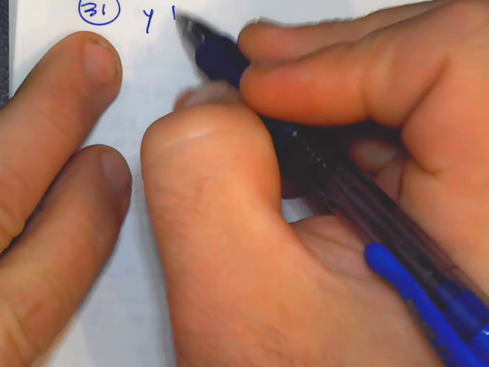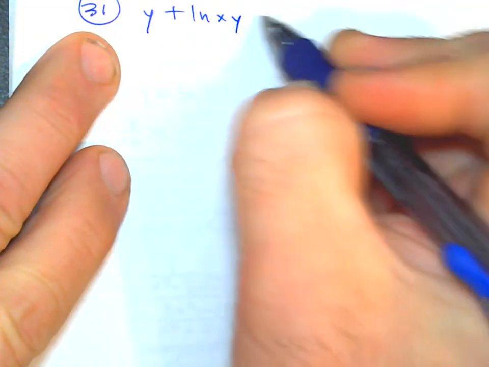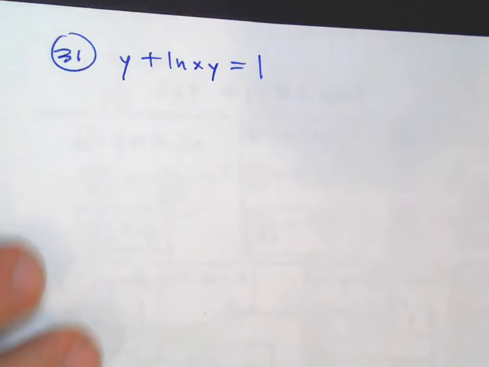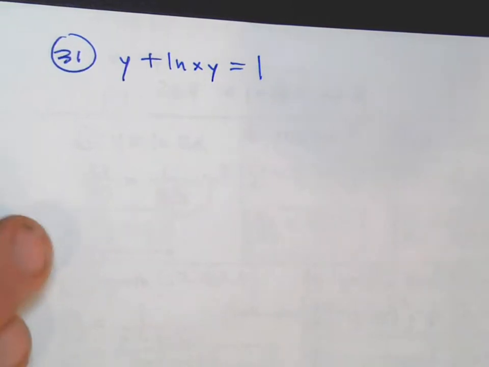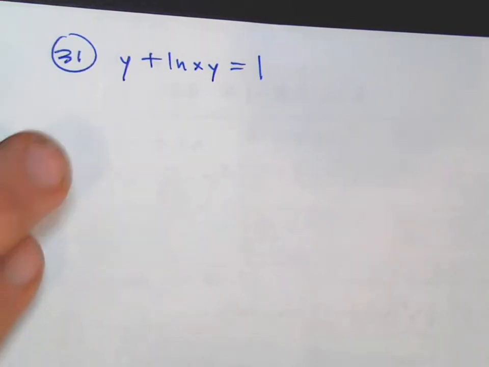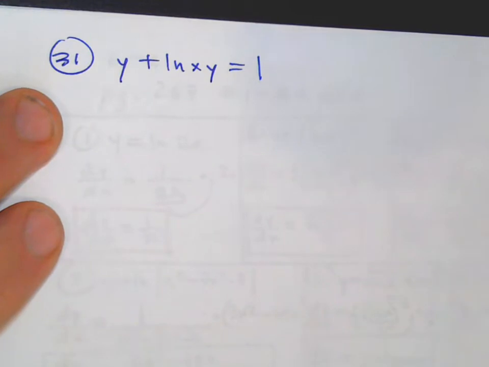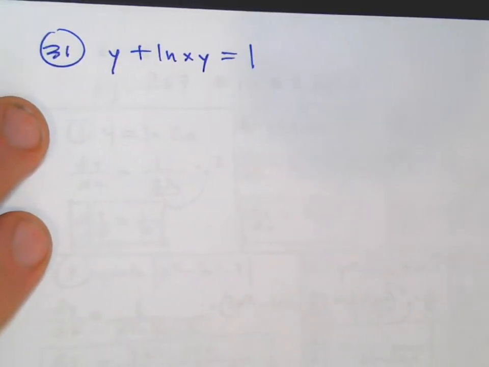Okay, number 31 says find dy dx by implicit differentiation, which you should just recognize you need to use because you don't have y solved by itself. Solving for y by itself I don't think is going to happen at all, and it would just be a ton of extra work, and the derivative would probably be worse in that case.